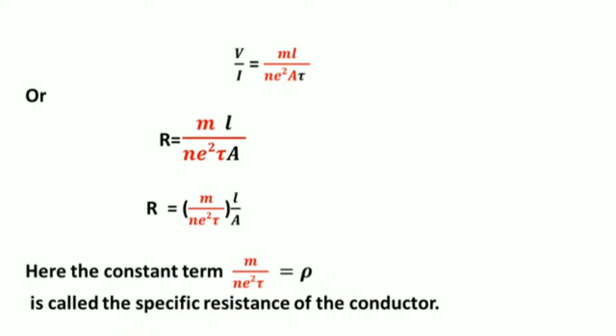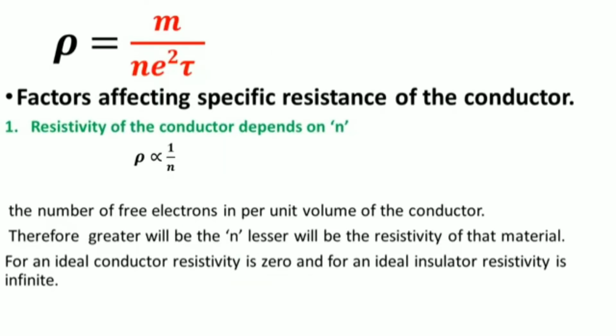Now how it varies, on what factors it depends, let us see. Rho is equal to m by n e square tau. In it m is constant, the mass of the electron, e is constant, the charge of the electron. The difference comes because of n, the number of free electrons per unit volume, and the relaxation time. So the first factor affecting the resistivity of the material is the number density, that is the number of free electrons per unit volume of that conductor.